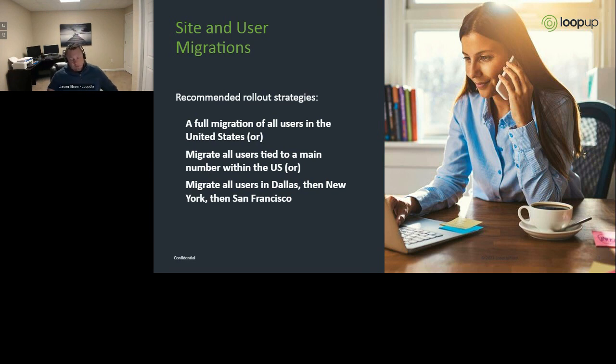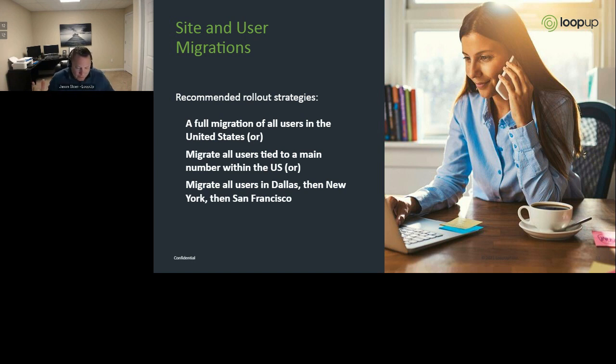So the perfect scenario would be, let's just cut everybody in one shot. We know that's the exception, not the norm. It needs to be kind of a rolling migration, but the recommendation here is don't stay in a coexistence mode for very long. Right? Let's take an example here with bullet point number 2. Migrate all users tied to a main number. That's the best recommendation that we start with.